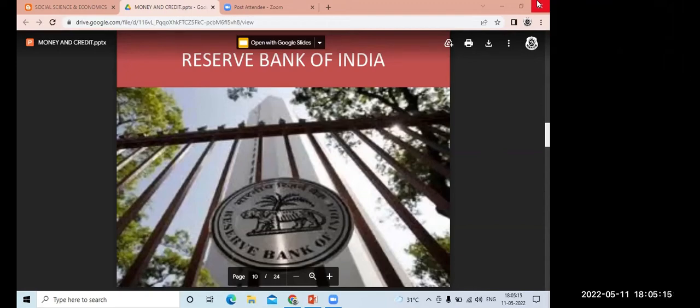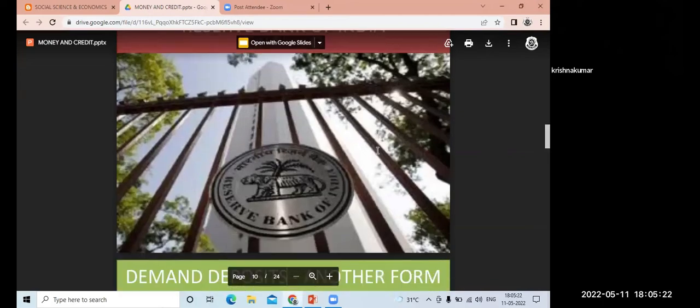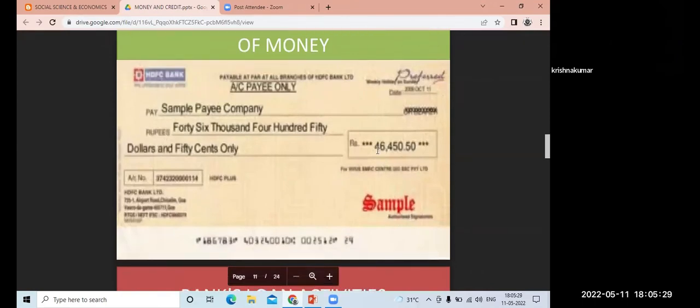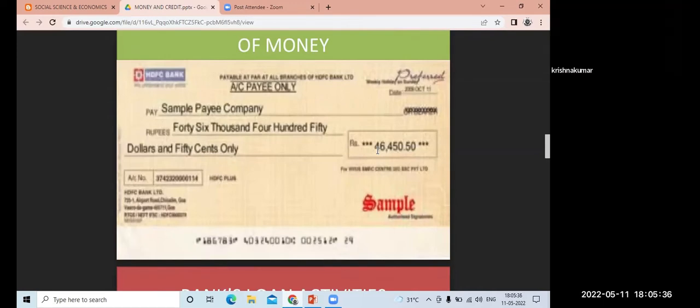We can use it for exchange when we are purchasing, through different methods. It is because of this one, what you find on the screen now. What is it actually? It's called a check. See, if you have demand deposits, you have the right to issue check. And check can be used as a medium of exchange. Instead of paying cash, you can give check. And you have the right to issue check if you have money in the demand deposits. If you have a savings bank account, or if you have a current account, you can issue check. And check will do the work of money. Check will act as a medium of exchange.